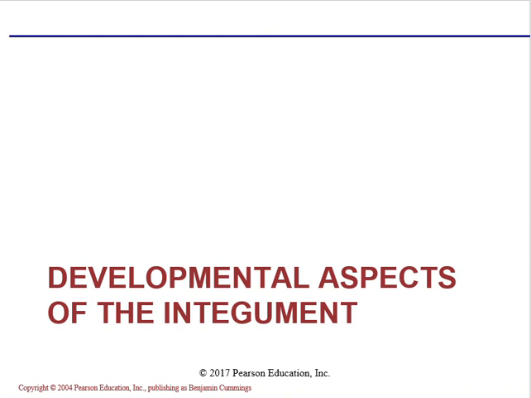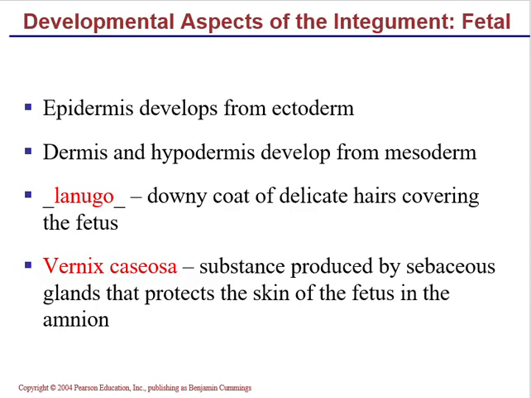But let's finish up by talking about some developmental aspects of the integument. Now, these can be a little depressing. For example, the fact that we'll start to see as we get older, our skin become oilier, acne, possibly dermatitis, we'll lose collagen. But let's start at the beginning.